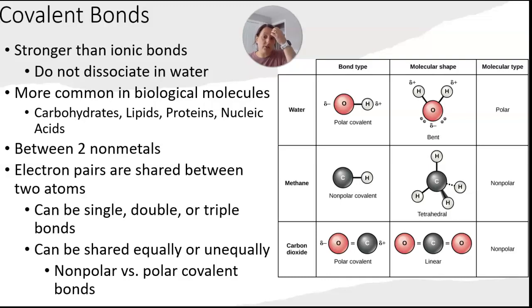Okay, so you want to make sure you understand the difference between a polar covalent bond, where electrons are shared unequally and there is partial charge on the molecule, and non-polar covalent bonds, where electrons are shared equally and there are no poles, there's no polarity, no charge. Okay?